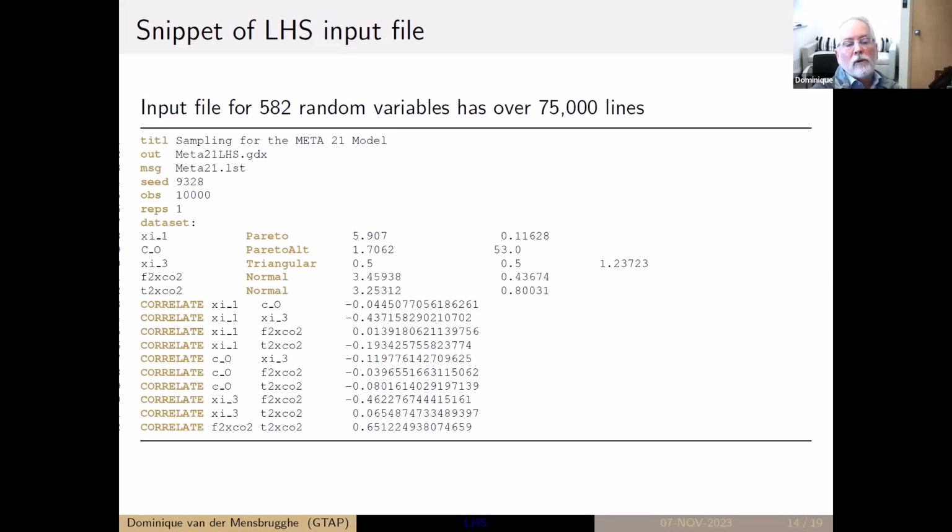But if you ask for more than 1, you can reseed it and restart the entire simulations with a different set of random deviates. Then here you provide the name of the parameters that you're going to sample and their distribution and the parameterization of the distribution. And then finally, we have the correlation matrix that is provided for each of the parameter pairs.